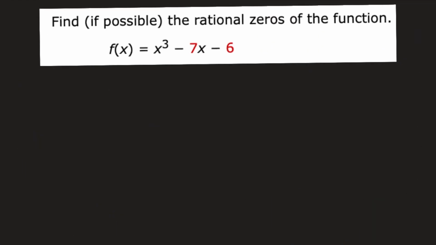In this example, we don't only have to list all the rational zeros, we also have to test them. So the first thing we're going to do is divide p by q. And again, p is my factors of the constant term, which is 6, which will give me plus or minus 1, plus or minus 2, plus or minus 3, and plus or minus 6.